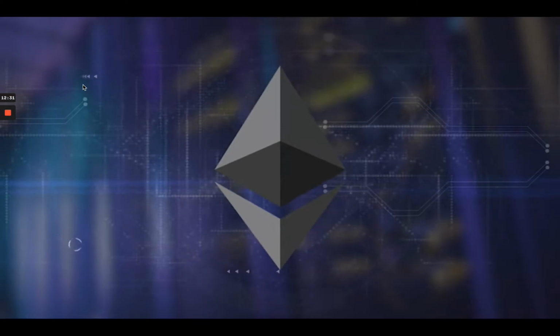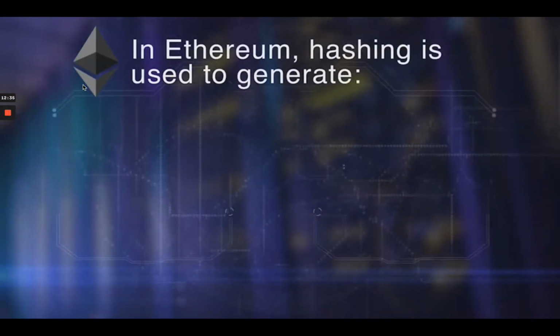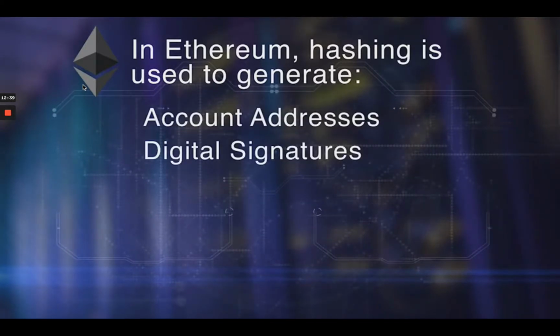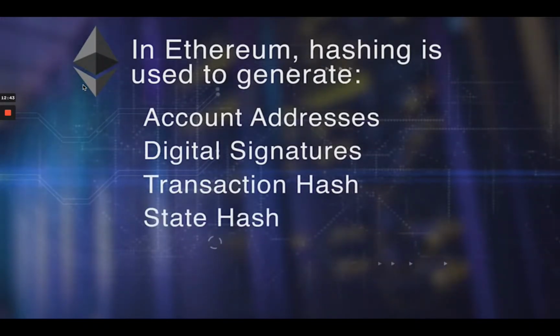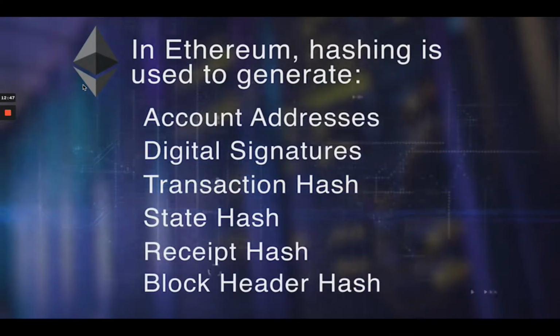Summarizing, in Ethereum, hashing functions are used for generating account addresses, digital signatures, transaction hash, state hash, receipt hash, and block header hash. SHA-3, SHA-256, Keccak-256 are some of the algorithms commonly used for hash generation in blockchains.